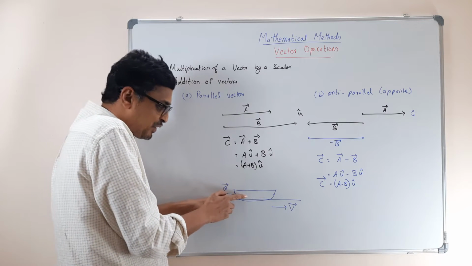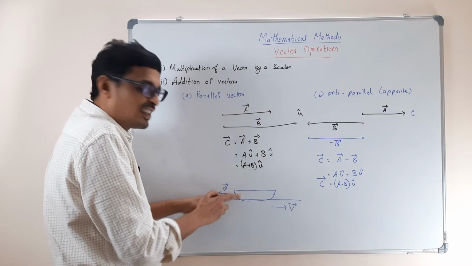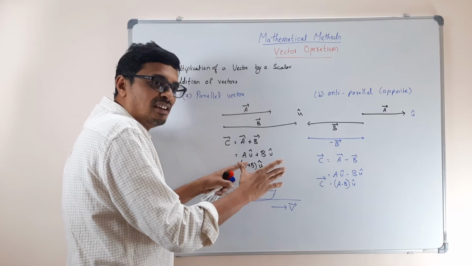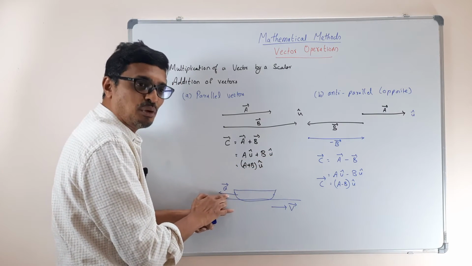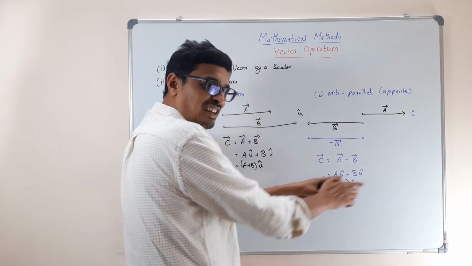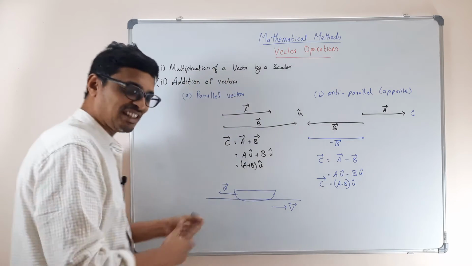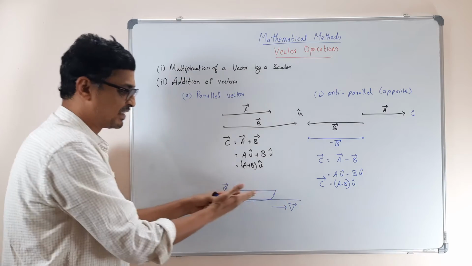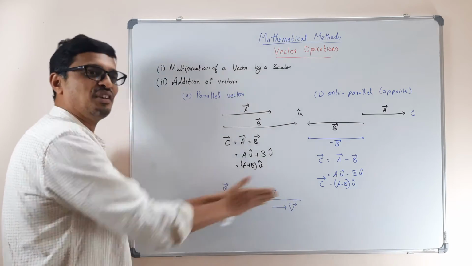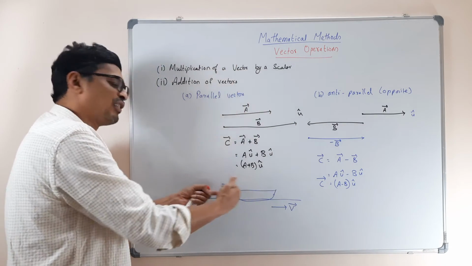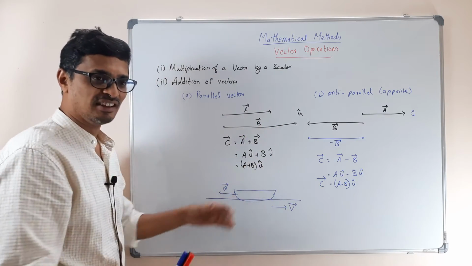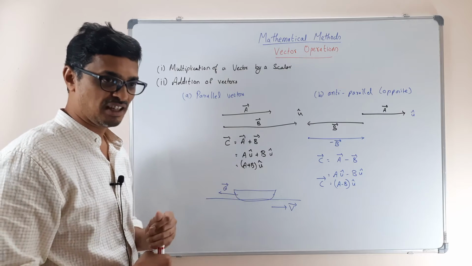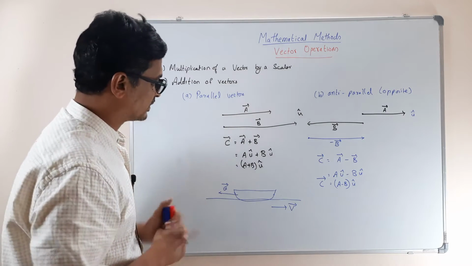If, for example, the boat is just halted and there is no anchor, then v becomes 0. Then it takes the velocity of the river. The direction will be decided by the larger magnitude, because 0 is smaller than V. Or if there is lesser velocity also, it can't move ahead. So the direction will be decided by the velocity of the river. So this is a very simple case.